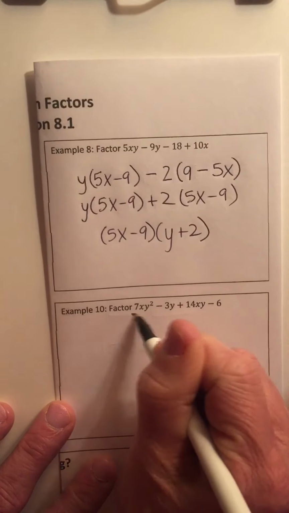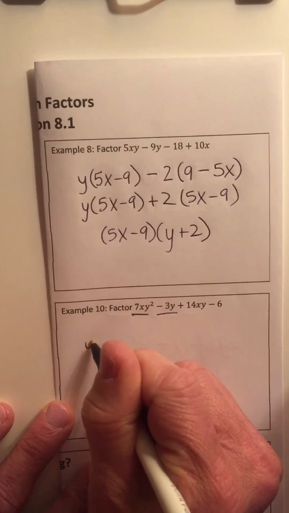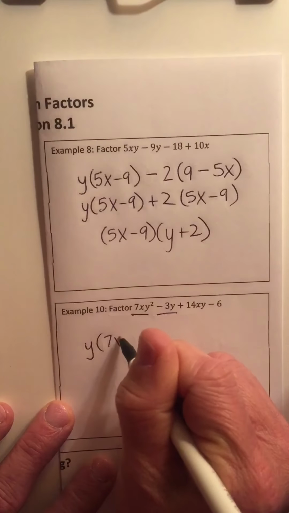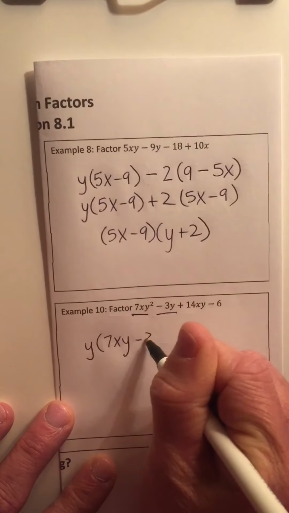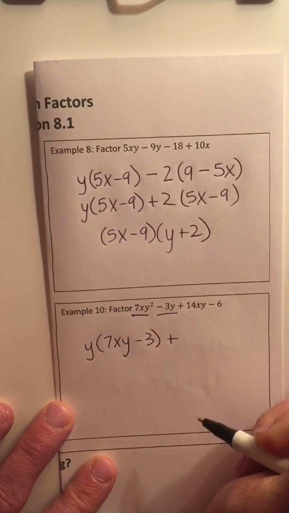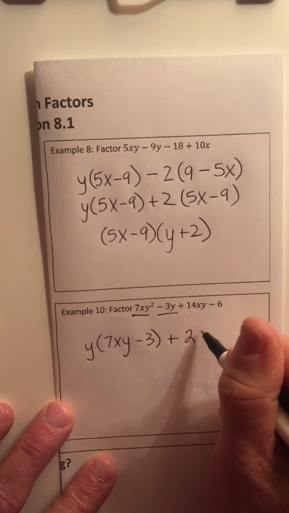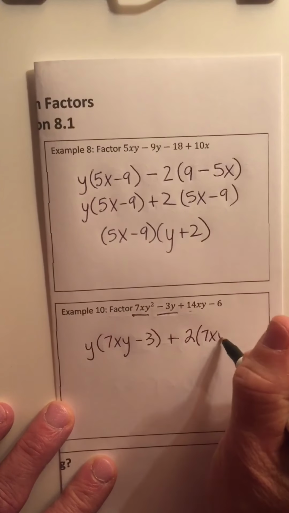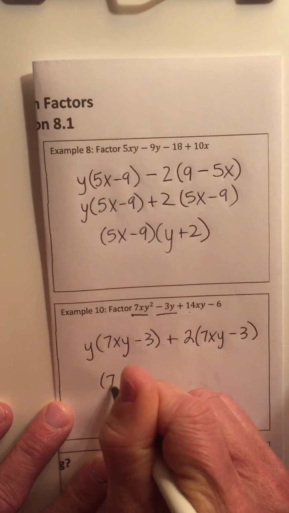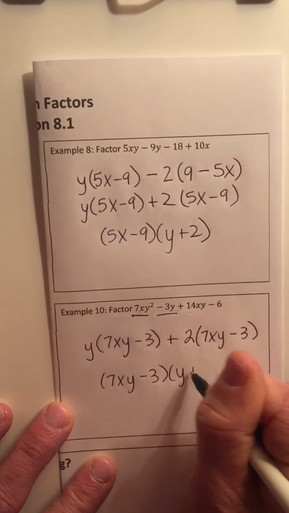Example 10. The first two terms, we can factor out a y, and then we've got 7xy minus 3, plus the third and fourth terms factor out a 2, and we've got 7xy minus 3. Oh my goodness, look, 7xy minus 3 times y plus 2.